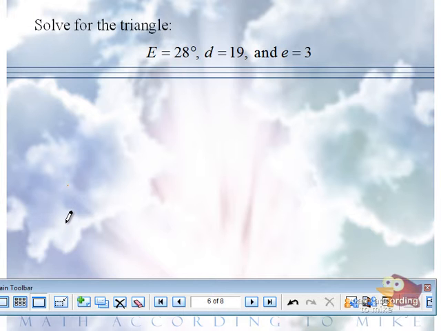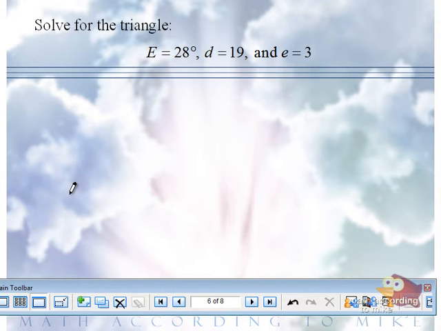So notice we have angle E is 28 degrees, and we have side E is 3, whatever the units are there. And we need to find, well, what should we first find? Let me ask you that. Yeah, side D. Angle D, right? Because we have side D.